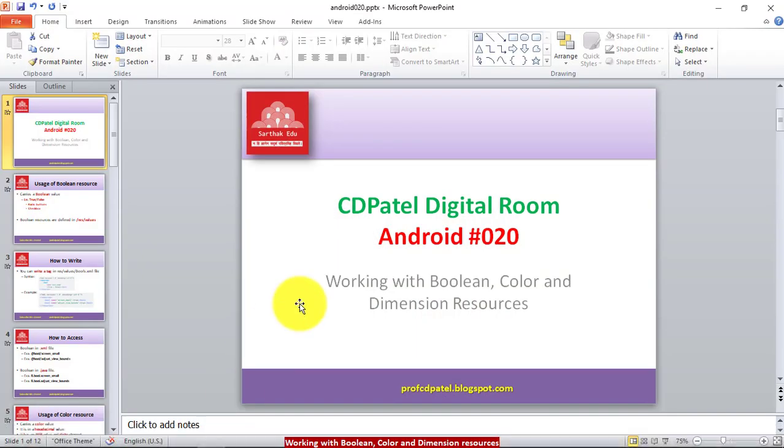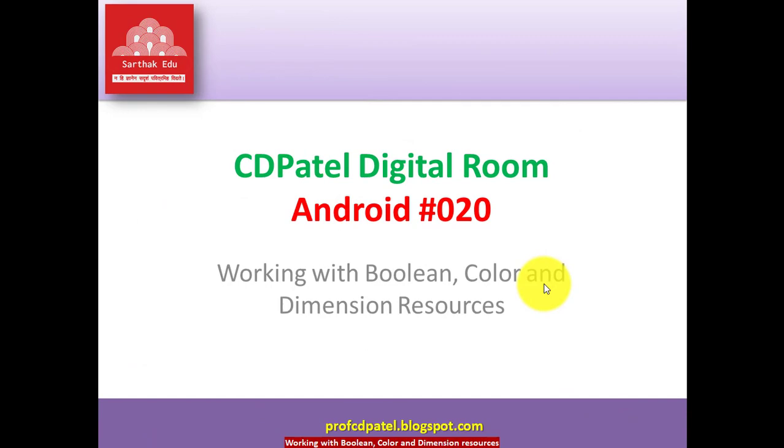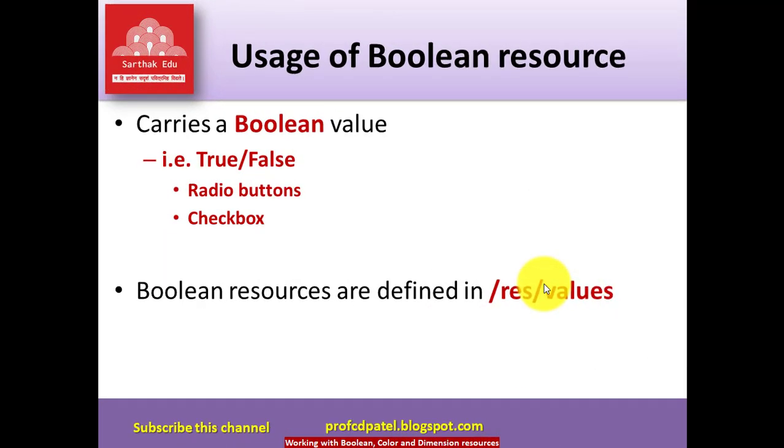Today we are going to learn working with Boolean, colors and dimension resources. Keep in mind some basic rules of resources. Resources are always organized in strict hierarchy. All resources must be stored under the resource project directory and it must be in lowercase.